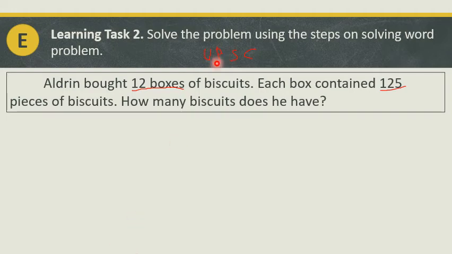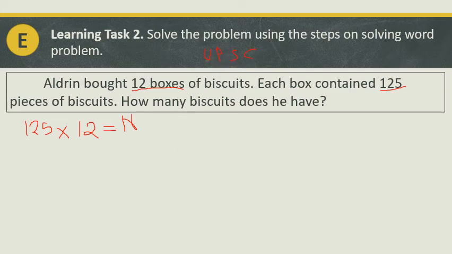Now that we understand the problem, let us plan. Ano po bang operation ang gagamitin natin? It is multiplication. Then, ano po ang number sentence natin dyan? Kung multiplication, yung 125 will be multiplied by 12 equals n. Then, after nating magplano, let us solve.